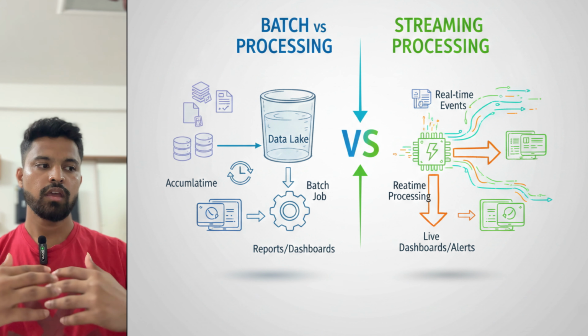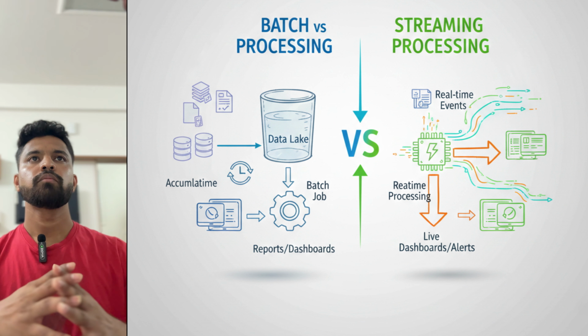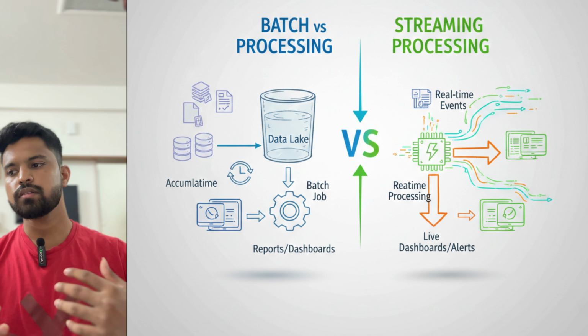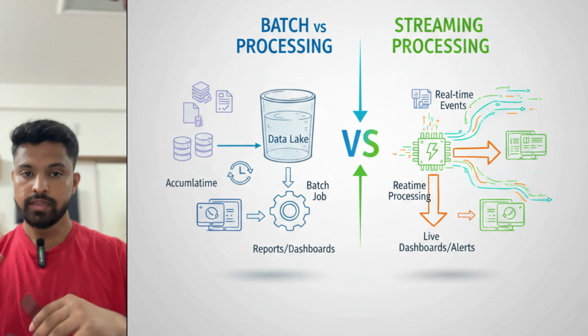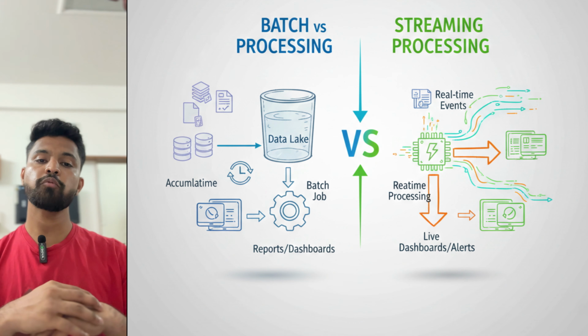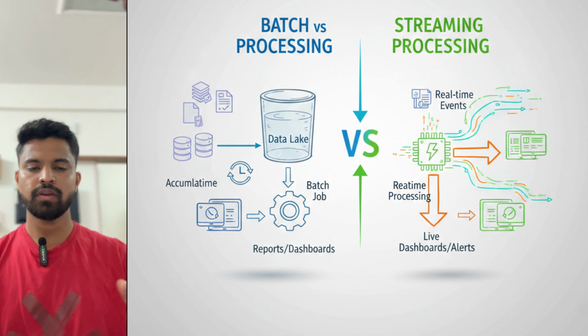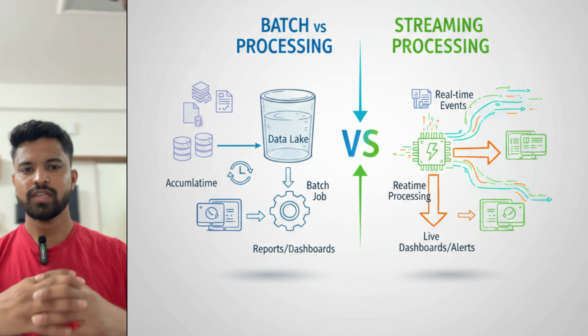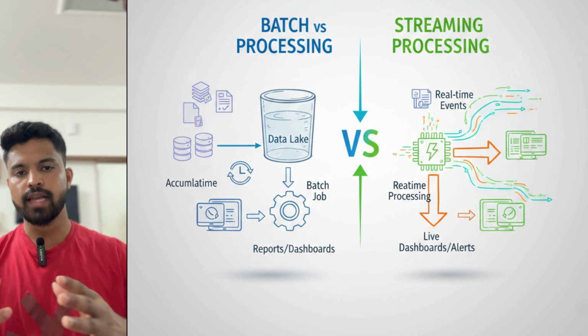In companies we use both, because we have different requirements. Whenever they want to do historical analysis, they'll go with batch processing, and when they want real-time analytics, they will go with stream processing. And that's it. In data engineering, both batch and streaming are important.